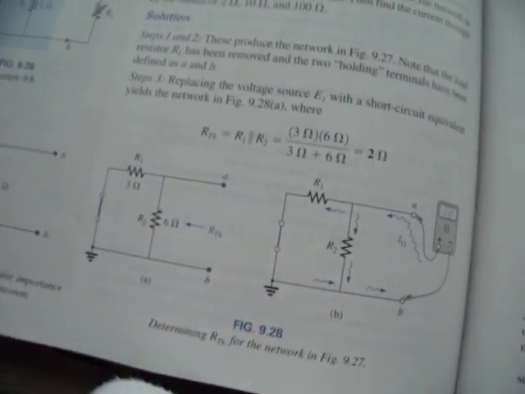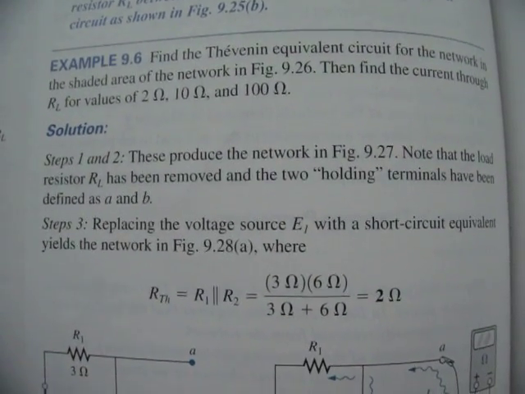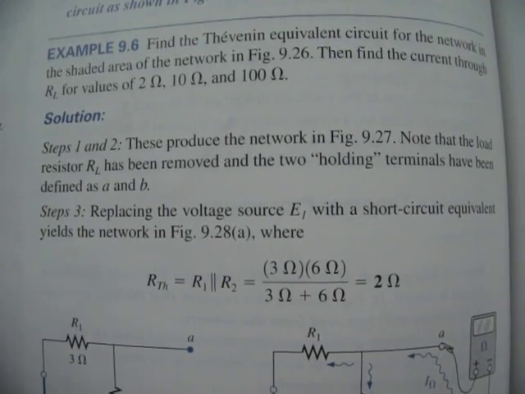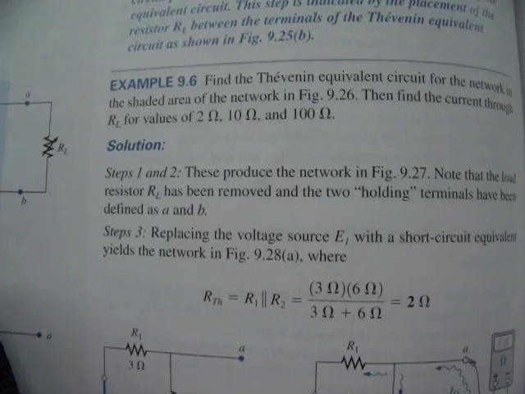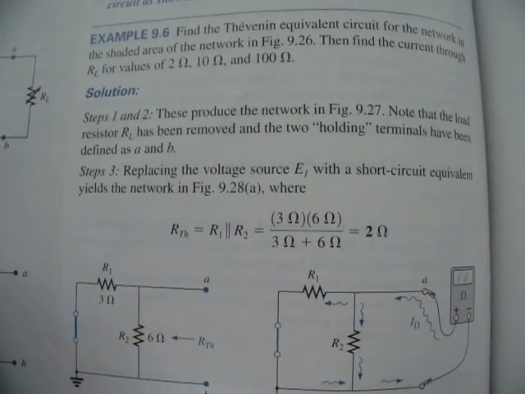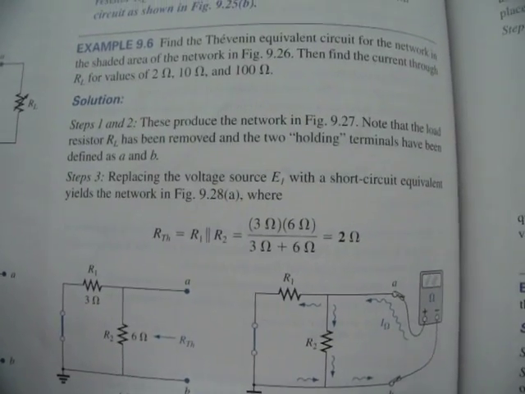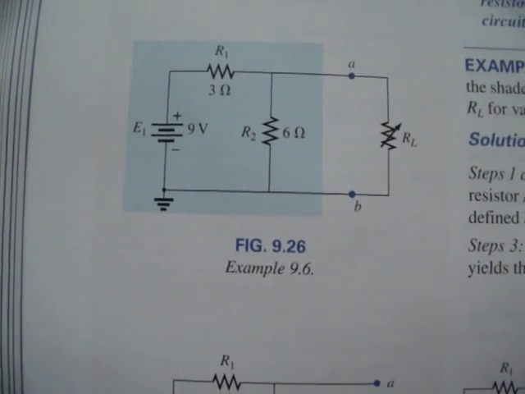So let's do one example. Find the Thevenin equivalent circuit for the network in the shaded area of the network in figure 9.26. Then find the current through RL for values 2, 10 and 100. We will first find the Thevenin equivalent circuit, and this is the circuit. So let's draw it first. The line is here.